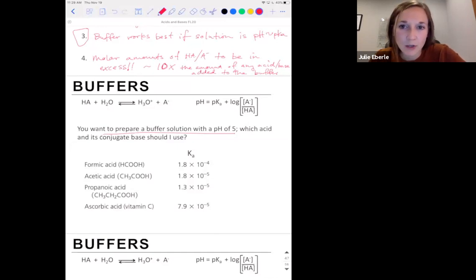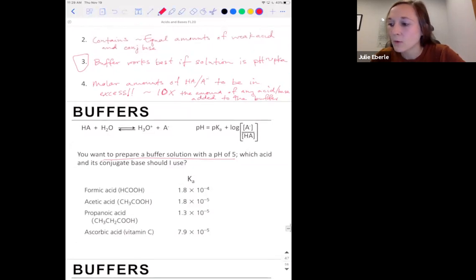How could I figure out which one to use? Remember, we want the one that's going to give us pH and pKa to be equal. So how could we figure that out? What do we need to do to answer this? Don't shout your answer out. You're going to answer it on a poll question. What should you do to figure out which acid and its conjugate base would be the best option for a buffer with a pH of 5? What should you do?